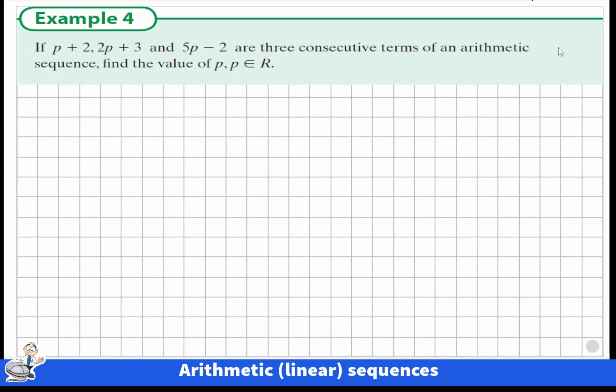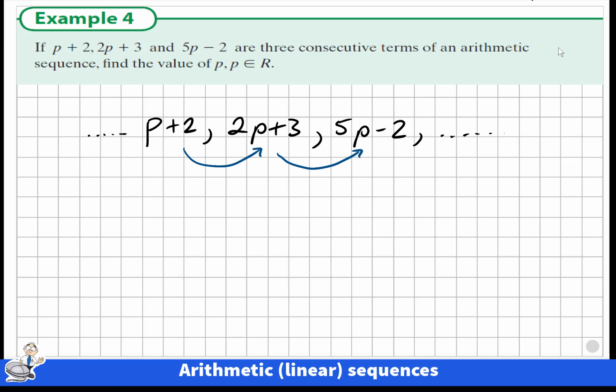Okay, so a little bit similar. These are 3 consecutive terms in an arithmetic series. It doesn't tell me which terms they are, but someplace in the middle of the series, there's a term that's p plus 2, and then there's a term that's 2p plus 3, and then there's a term that's 5p minus 2, and then the series continues. Now, since these are consecutive, can anyone tell me anything that happens as I go from one term to the next?